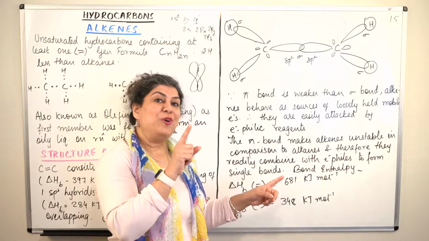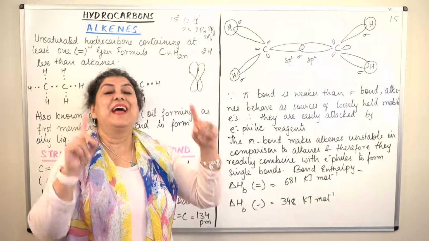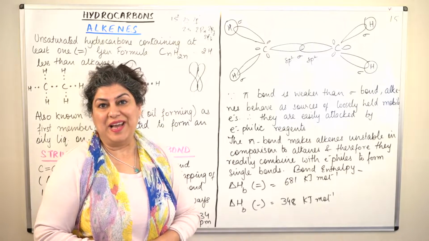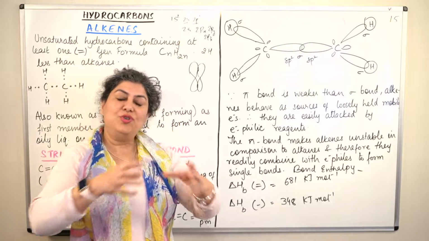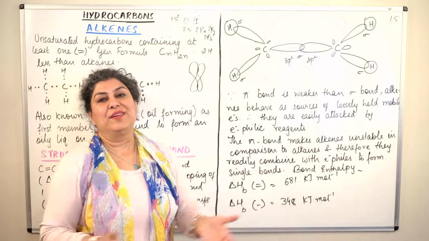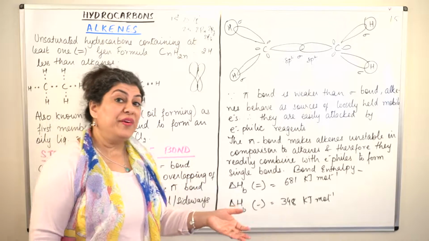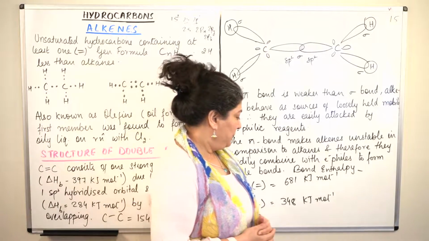But the second bond is weaker and therefore it is the second bond that breaks and participates in chemical reactions. The 2 carbons do not get separated. Only the second, the pi bond, will break and result in chemical reactions. And that is why alkenes are more reactive than alkanes.